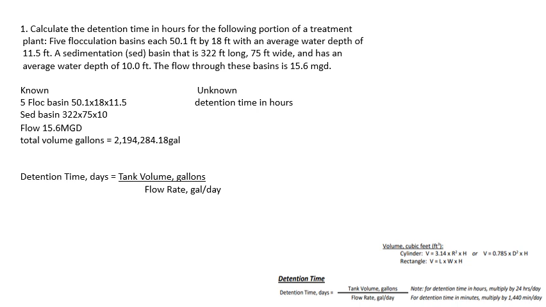Alright, so detention time, volume in gallons divided by flow rate in gallons per day, because that's how the formula is set up. So we're going to put the total volume on top. Right now our flow is in million gallons a day, we're going to convert that to gallons. So 15.6 million gallons a day times a million, you get 15,600,000 gallons per day.